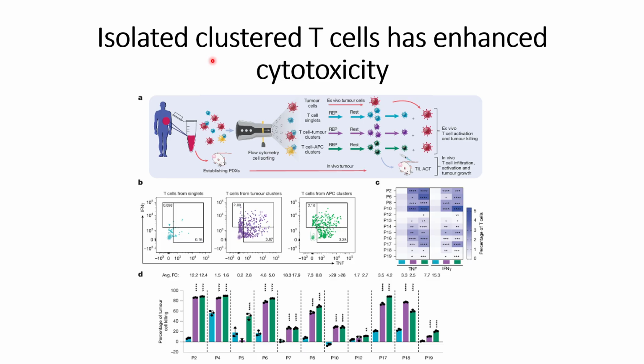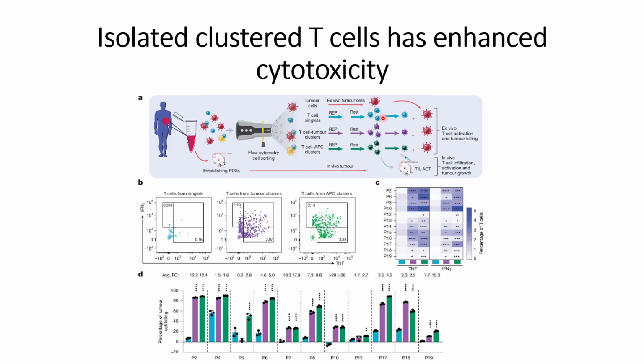In order to validate those observations, they took melanoma cancer patients and segregated the T cells and the tumor cells into different populations. That is tumor cells alone, T cells alone, that is T cell singlets, the T cells clustered with the tumor cells, and the T cells clustered with the APCs, using fluorescence activated cell sorting, or FACS. Thereafter, they used REP, that is rapid expansion protocols, to expand these populations, and then did the in vivo studies and also the ex vivo studies. So we will discuss in this video the results of the ex vivo studies.